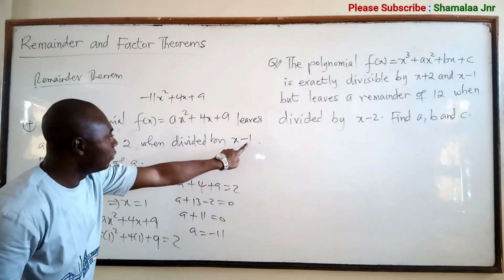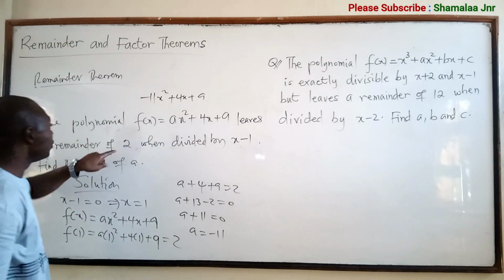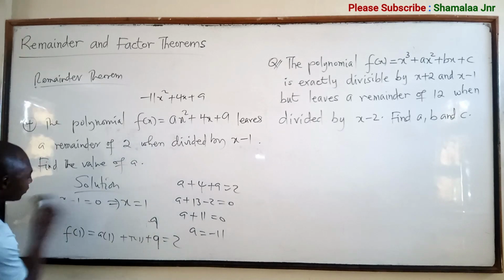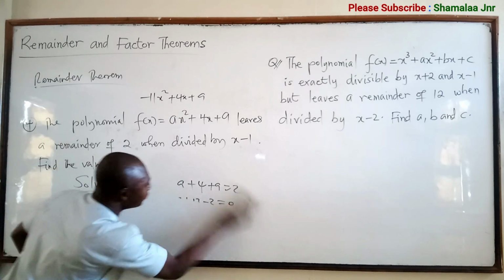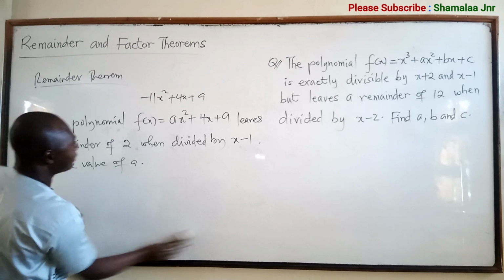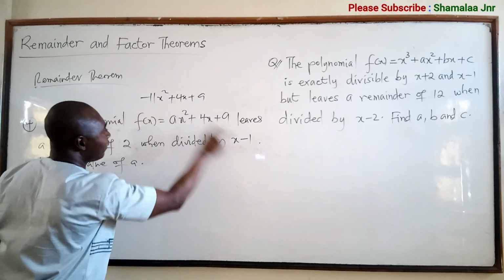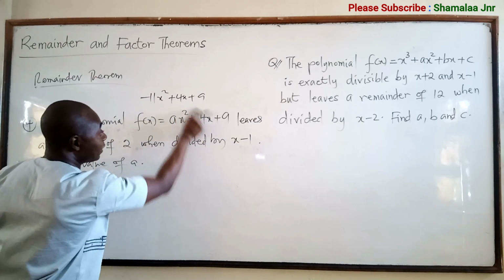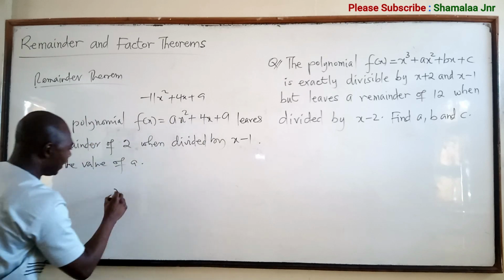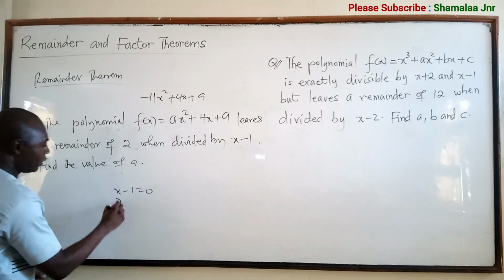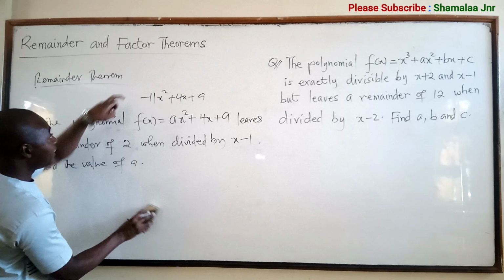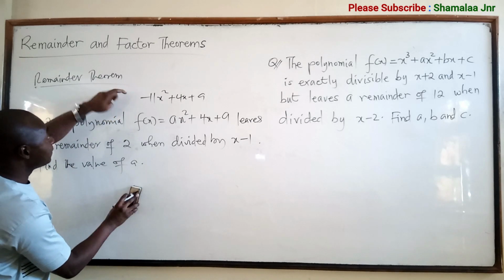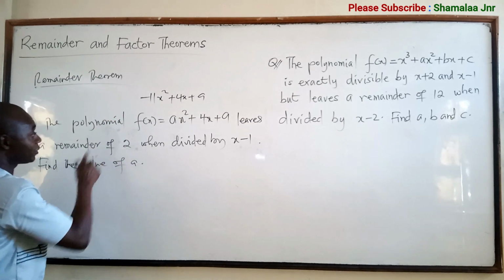And when you put 1 here, you should get 2. So let's quickly try that one and then you will see that what you have done is correct. Now, if this is divided by this, you want to check our answer. So it means that x minus 1 is equal to 0, so x is equal to 1. You are going to put 1 in this function, in this polynomial, to see if you get 2 as remainder.